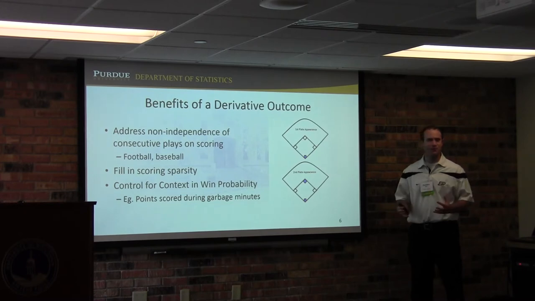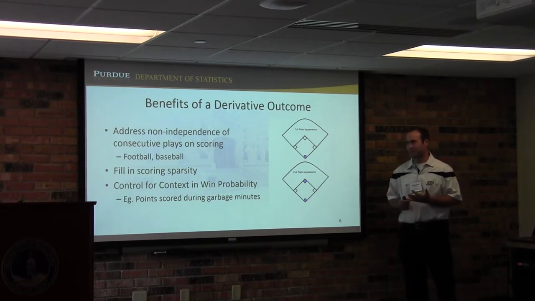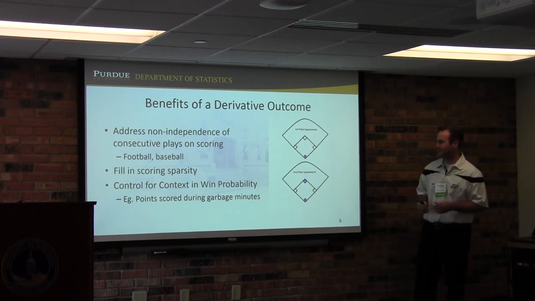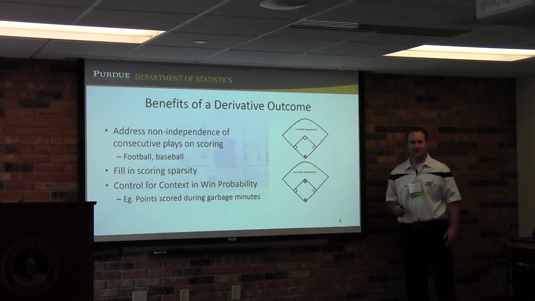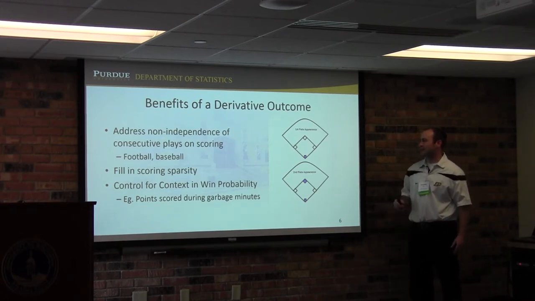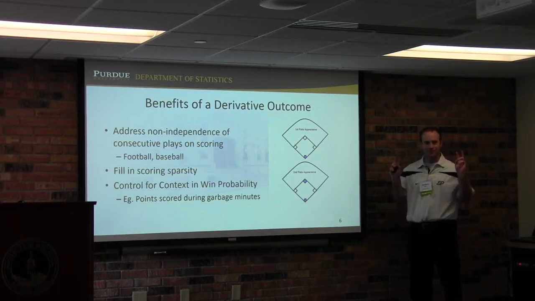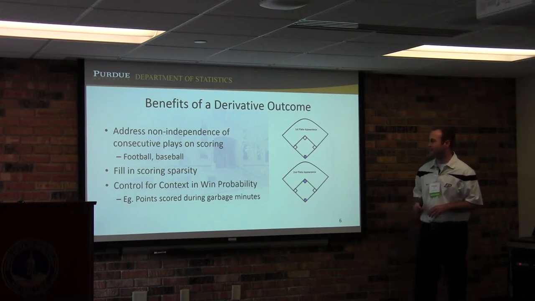And the reason I want to use a derivative instead of just the more obvious wins or points is it can address a non-independence that you'll see in consecutive plays, particularly in football and baseball. So I've got a little baseball diagram to illustrate what I mean by that. In baseball, you have at a minimum three players coming to bat, so you have, in a sense, three plays in a row on offense.